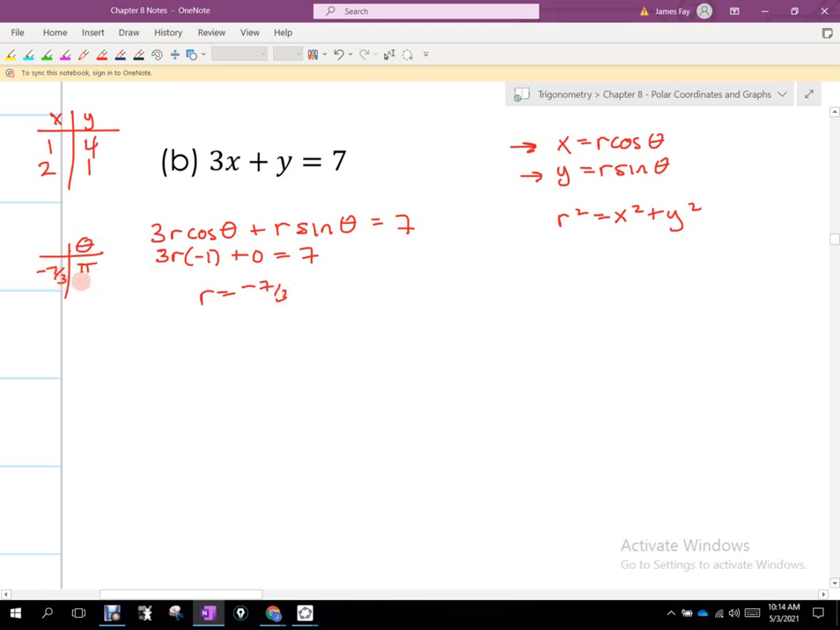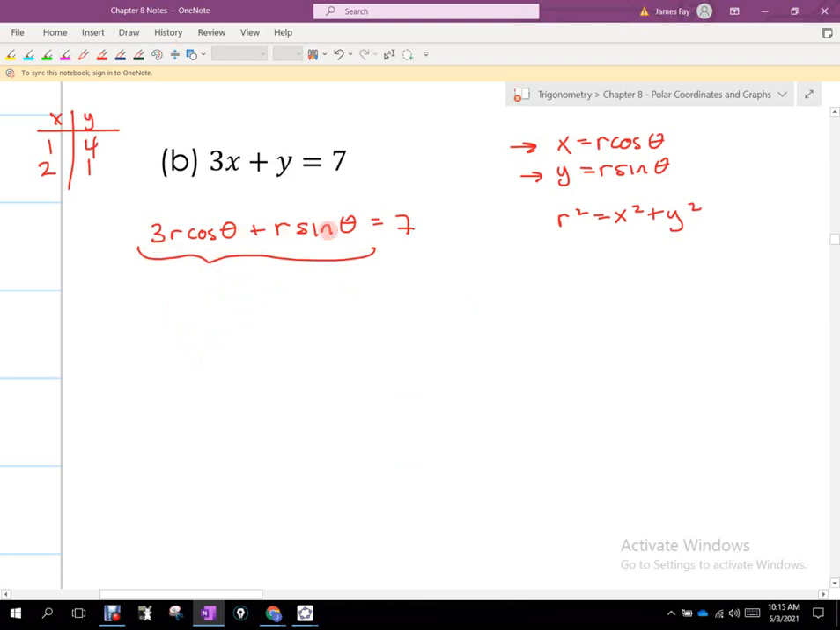And then if I make theta go to, let's say, 3 pi over 2, I'm going to have to run through the same algebra again, right? Okay, I don't want to do that. I want to set this up to where it's a little bit easier for me to evaluate. So the best thing to do then is to solve for r.